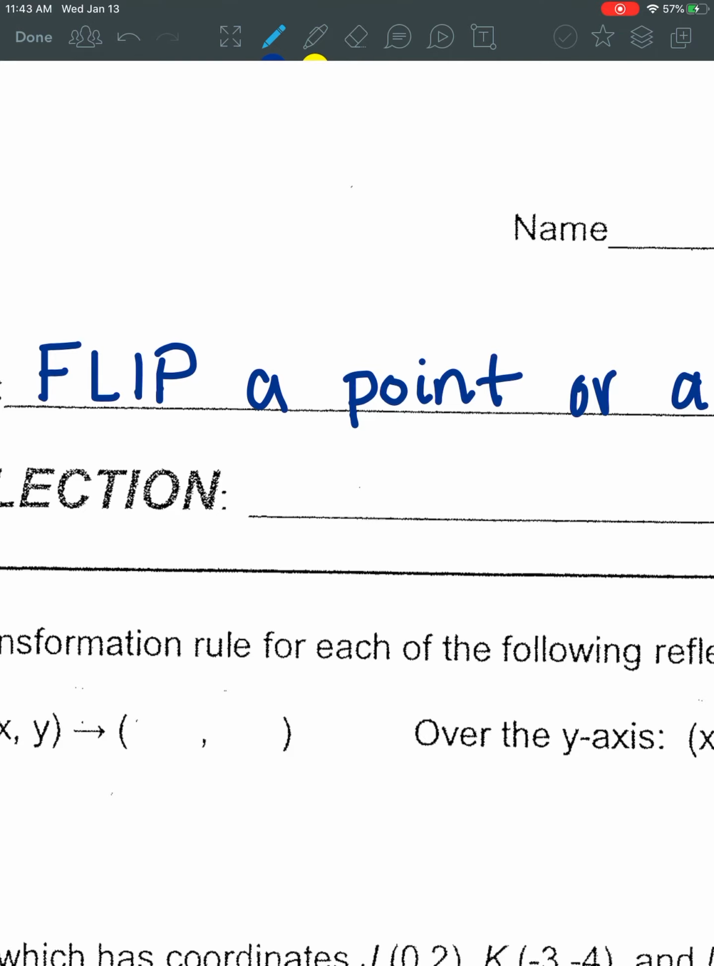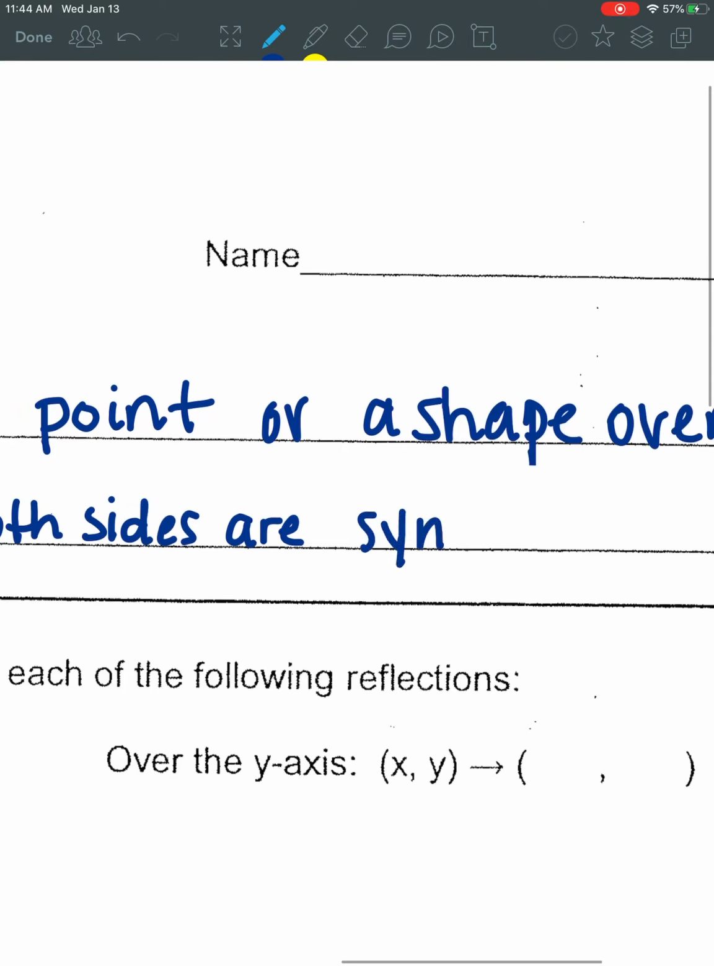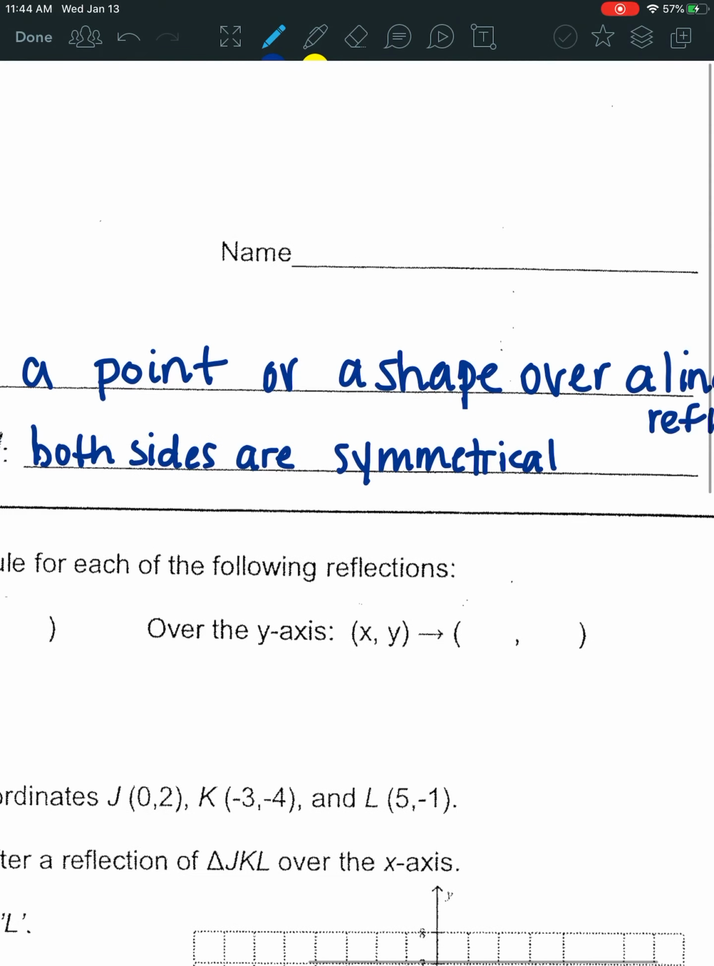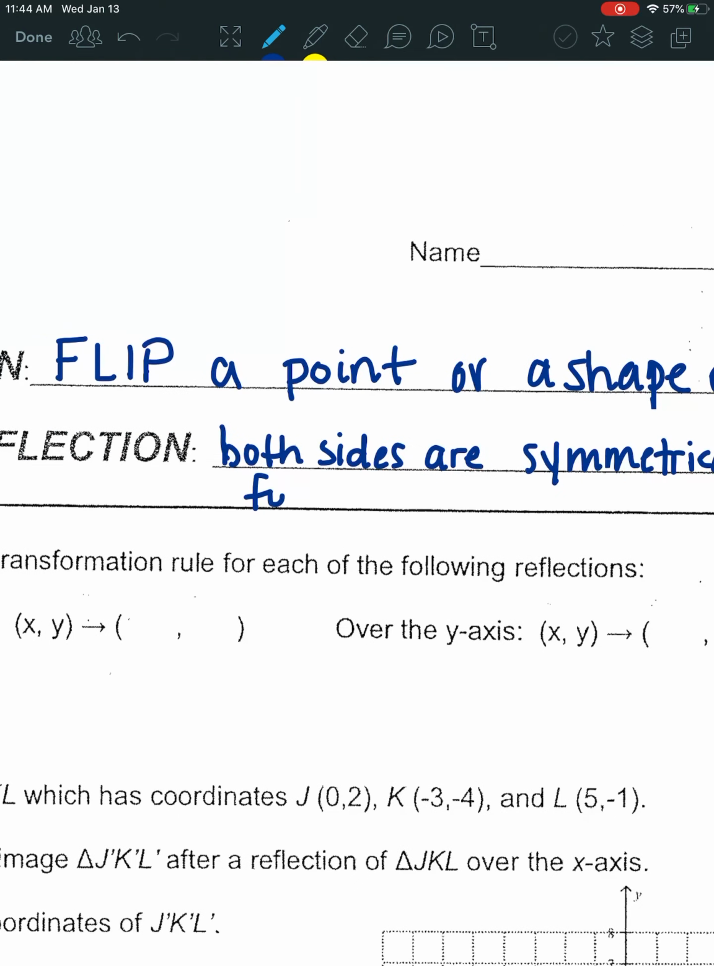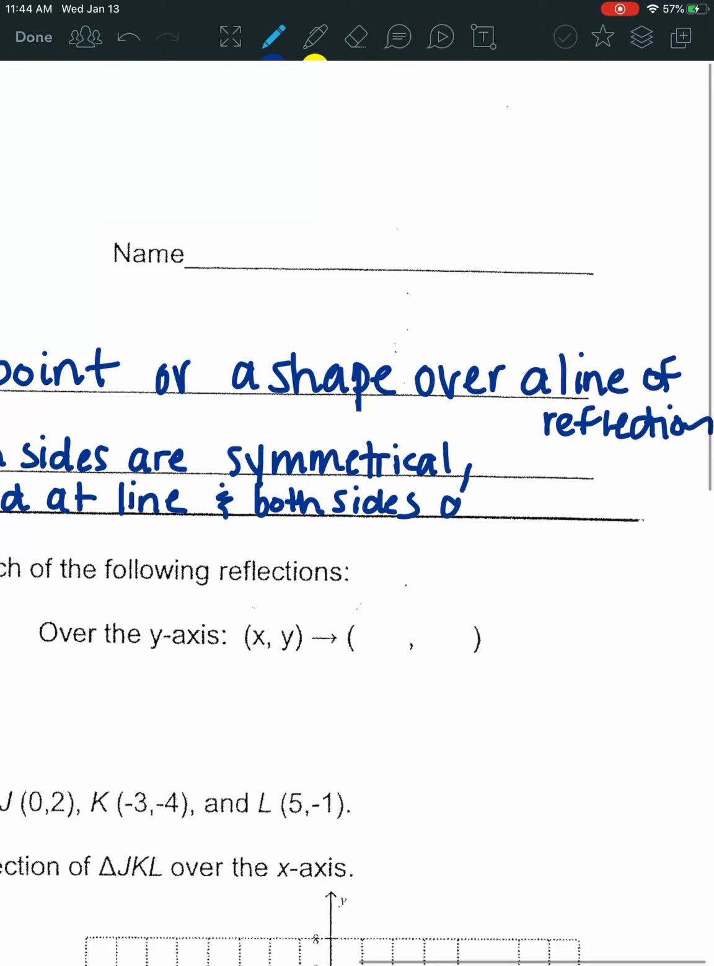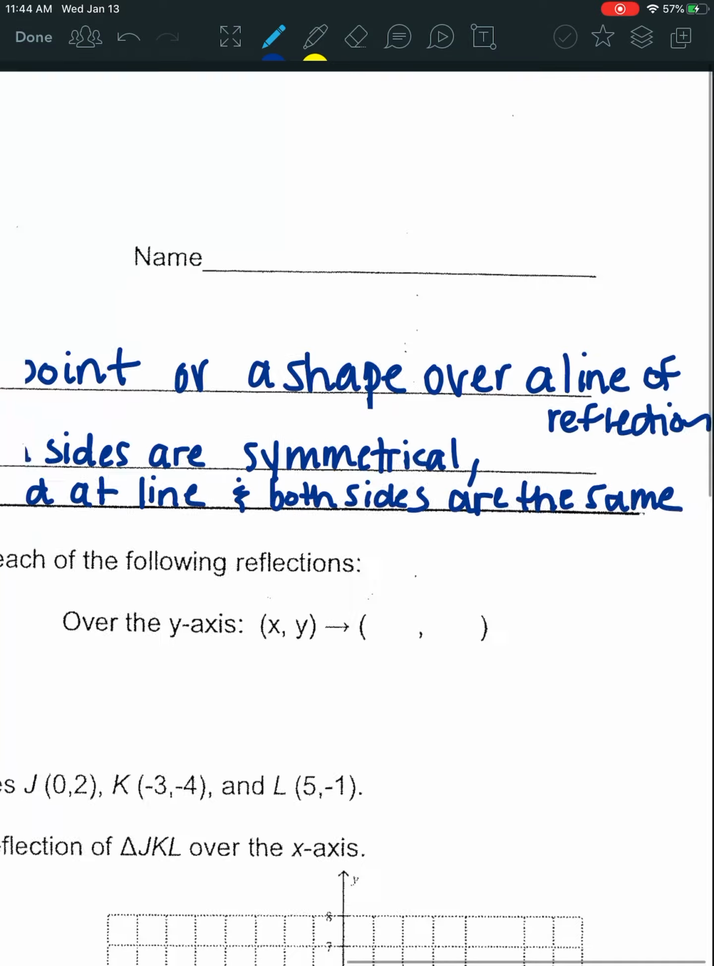So we're going to call this where both sides of that line are symmetrical. What that means is if we fold at that line, both sides are the same. So fold that line, and then both sides match up or are the same.